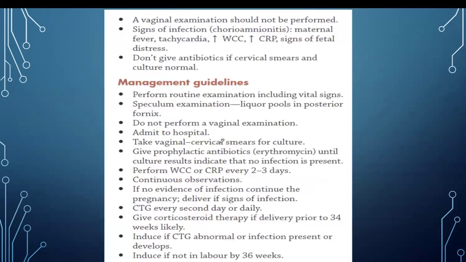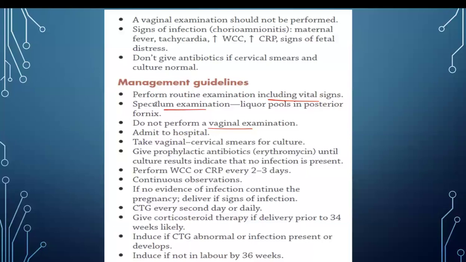So what would we normally do in this patient? You have a patient with premature rupture of membrane. The first thing is you do an examination. You check vital signs, do a speculum exam, and in the speculum exam, if you see pooling of liquor in the posterior fornix of the vagina, that will confirm it is likely to be premature rupture of membrane. We should not do a vaginal examination in this patient because we can induce infection or chorioamnionitis.